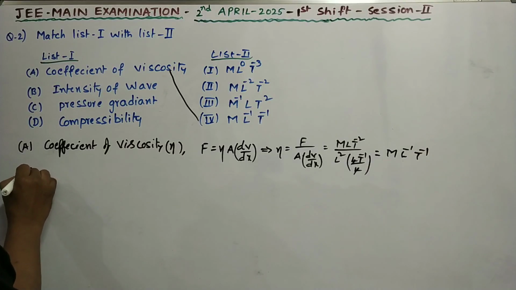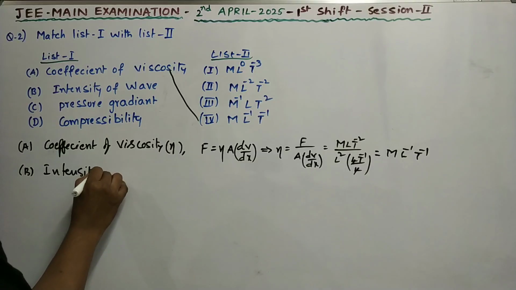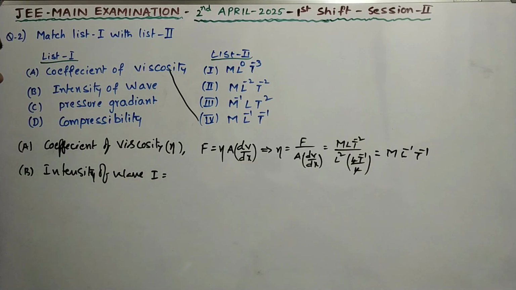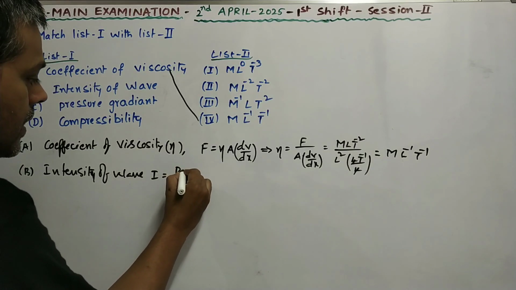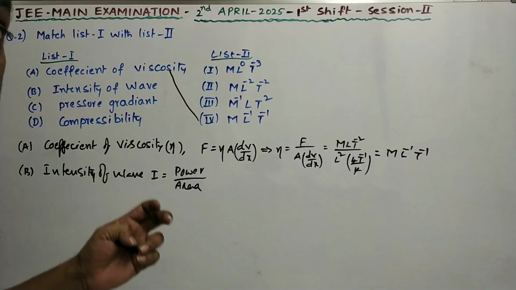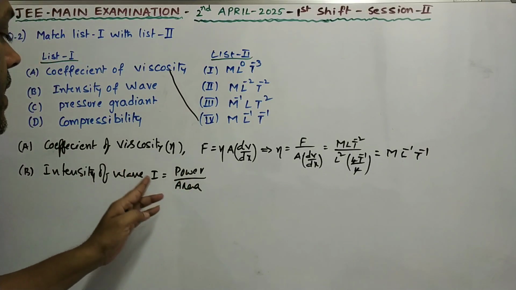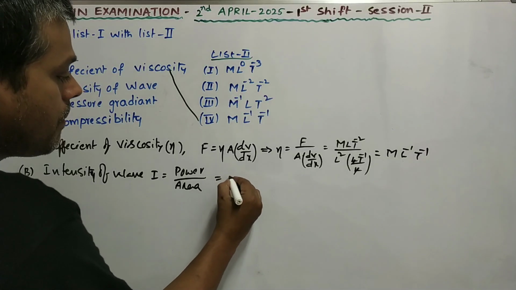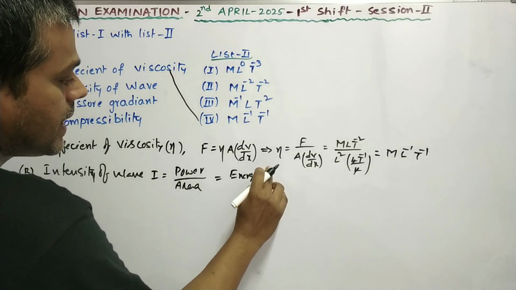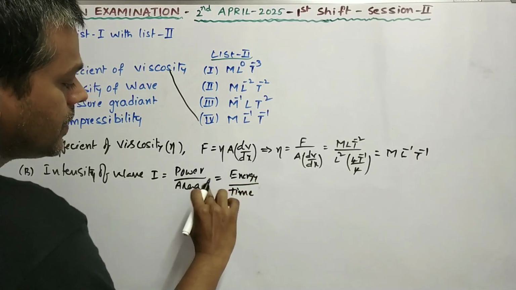Next, B, intensity of wave. Intensity of wave is nothing but the power contained in unit area. That means the power carried by the electromagnetic wave per unit area is its intensity. So power is equal to energy per time, and intensity is energy by time into area.